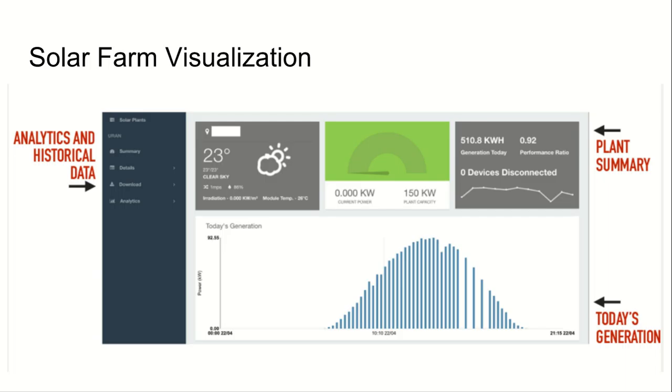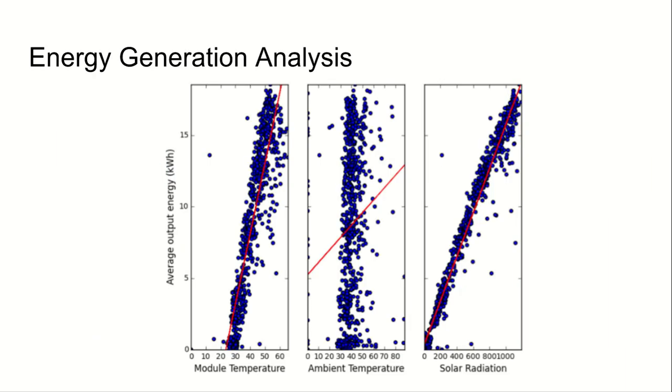peaking around midday. Here's an energy generation analysis showing a strong correlation between module temperature and average output energy in kilowatt hours. There's a weaker correlation between ambient temperature and energy output, but a strong correlation between solar radiation and energy output. And this analysis can be done by panel type and by where the panels are facing.